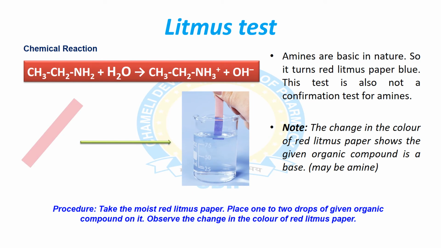The second test is the litmus test. Amines are basic in nature, so they turn red litmus paper blue, and this test is also not a confirmation test for amines, but it is a test for the basic behavior of the substance in your organic sample. For this we take moist red litmus paper and put 1 to 2 drops of our given organic compound on it. If the color of the red litmus paper turns blue, it indicates the presence of a basic compound. So we can judge the basic behavior of amines using this test.